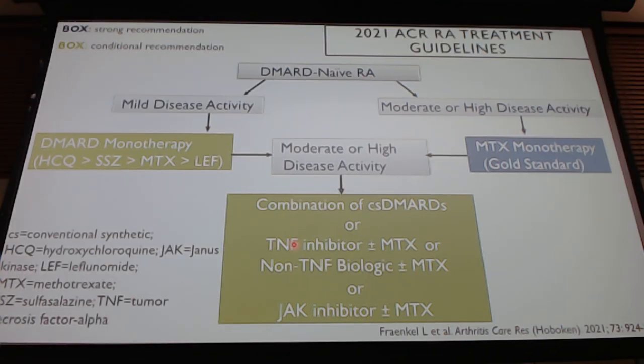So we will start. If you're mild, I don't really need to give you more than some DMARD therapy; I'm just going to pick one. If you're moderate to high, I can do monotherapy with methotrexate, but most likely my patient is going to need me to add on one of my biologics or add on 2 of my conventional DMARDs, so 2 of these would be added on.